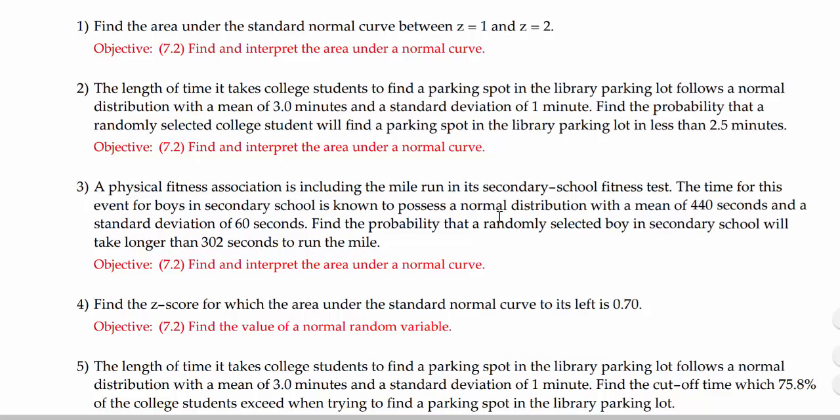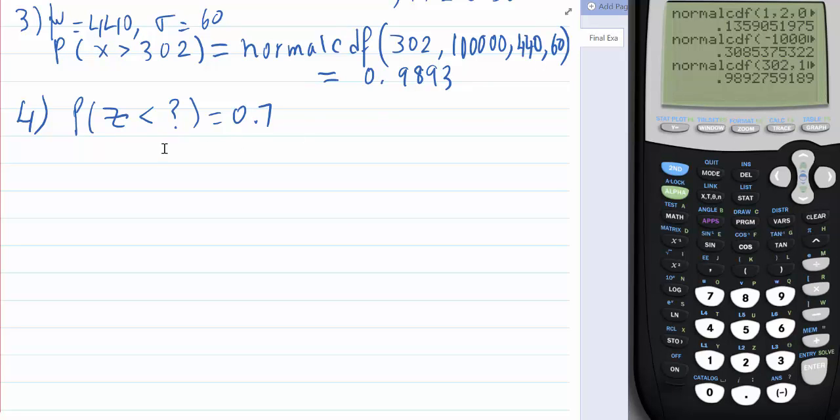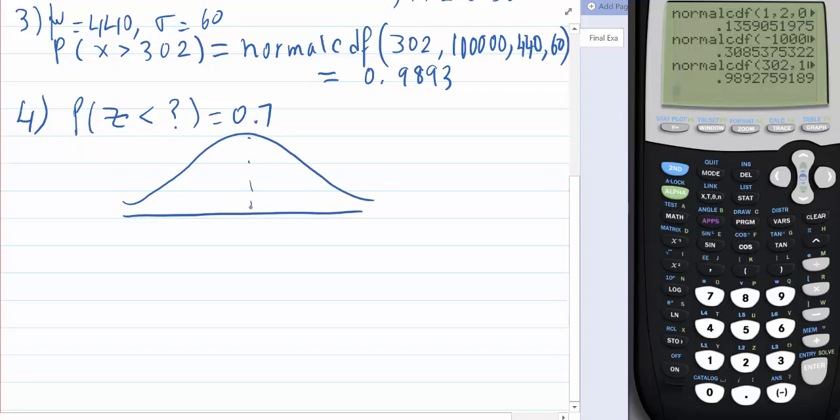Number 4, find the z-score for which the area under the standard normal curve to its left is 0.7. So now he gives me the area, the probability, and he wants the z-score. Okay, let's do that. We're going to use the calculator to do that. You can use the table, but I'm going to use the calculator for this problem. So we have the area to the left of the target is 0.7. We need to find what that z-score is. So this is what it is like if you want to see a sketch of this. This is half, 50 percent. Since it is 0.7, it's going to be somewhere here. So this area, guys, is 0.7.